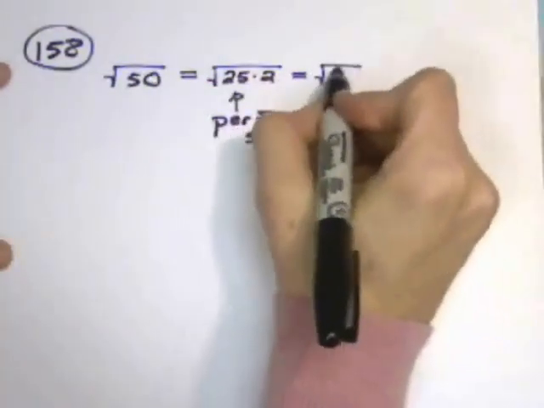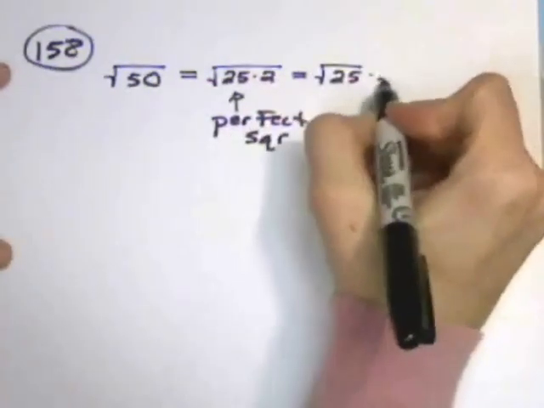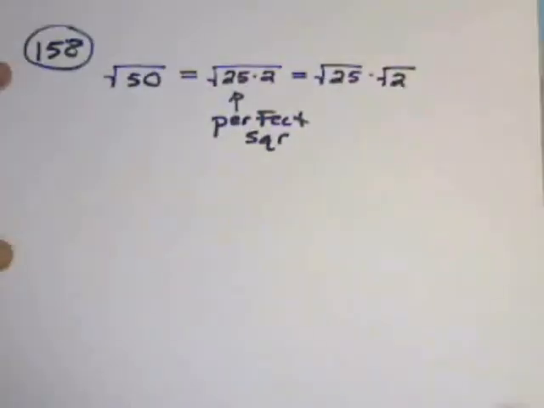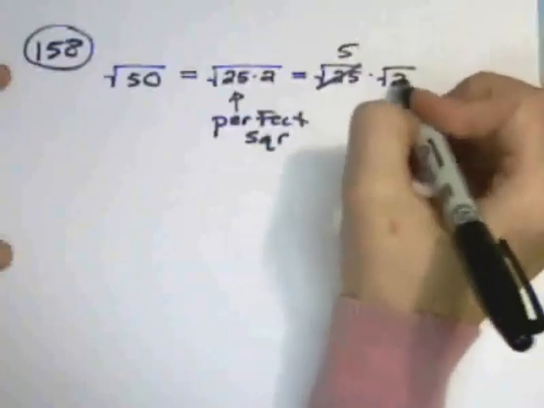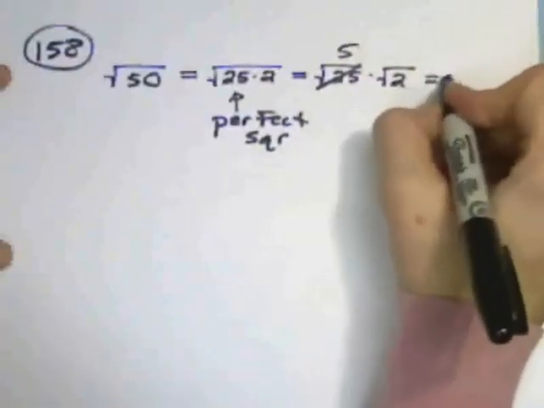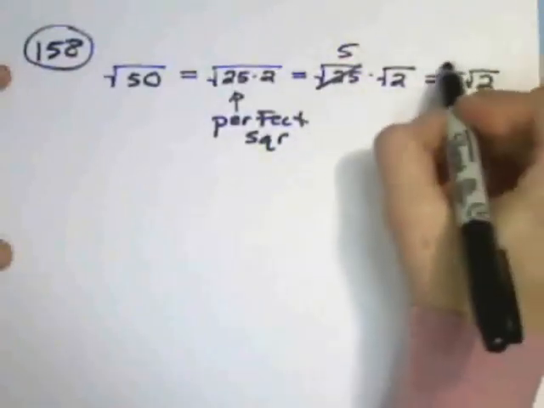I'm allowed to break square roots up like that over that multiplication symbol. And once I've done that, the square root of 25 is 5, and I have square root of 2 left. So I get 5 square root of 2 as my answer.